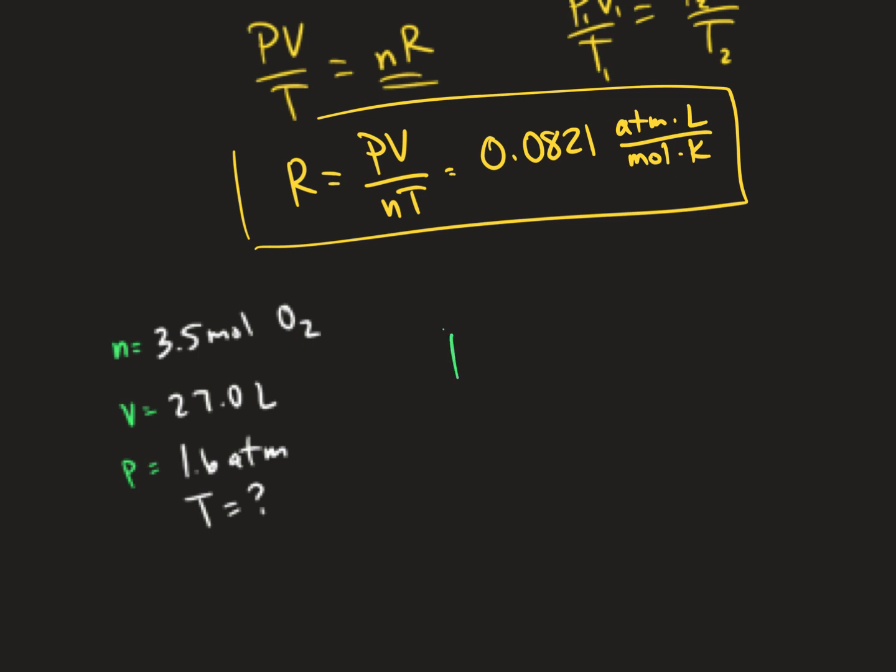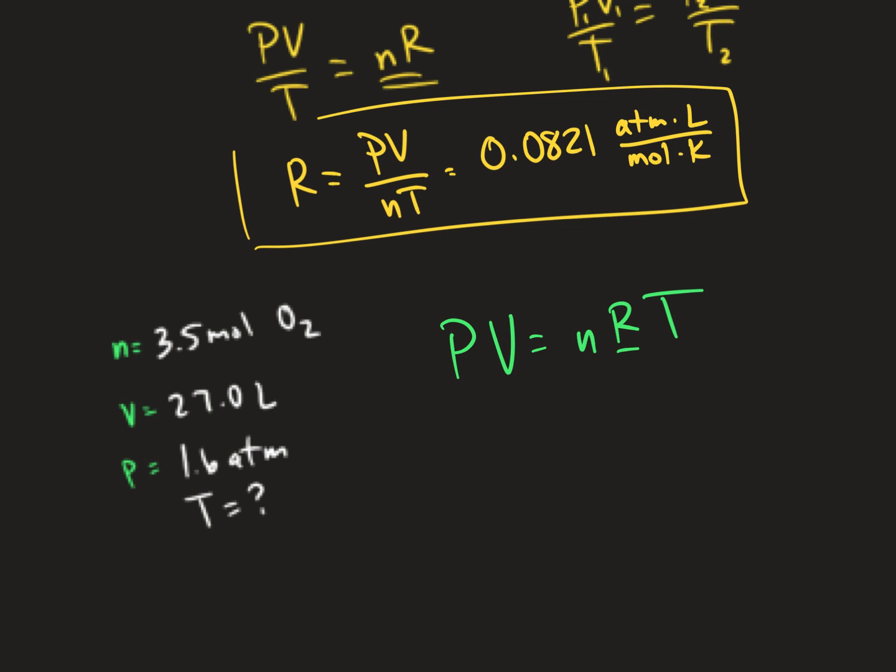In this case, PV equals nRT. We know the pressure, we know the volume, we know the number of moles. We even know our constants, so we can solve for T. So we decided we like to solve before we put the numbers in. How you guys feeling? Who wants to do it the other way?